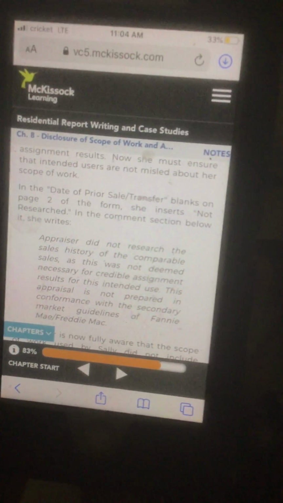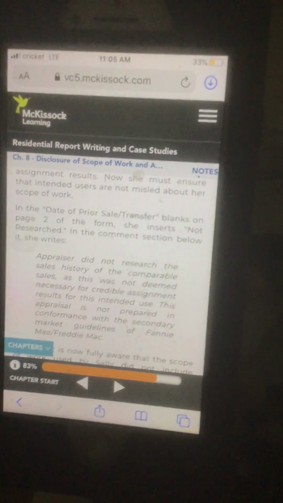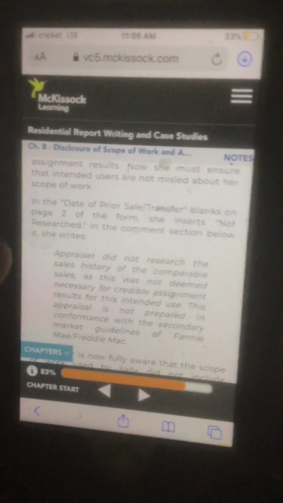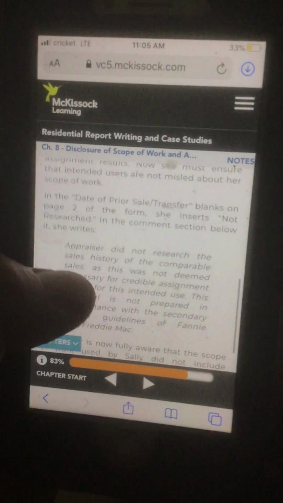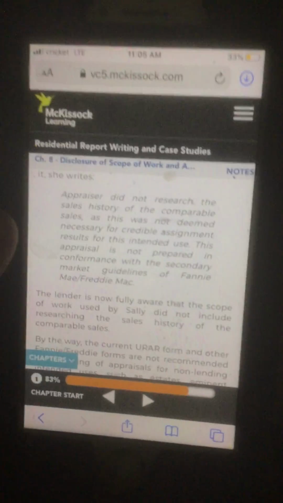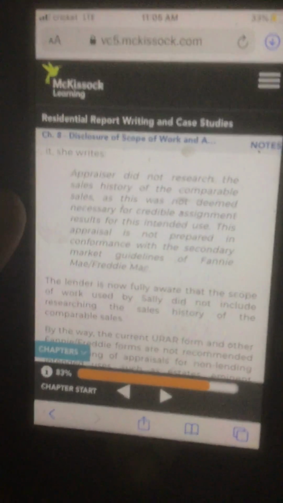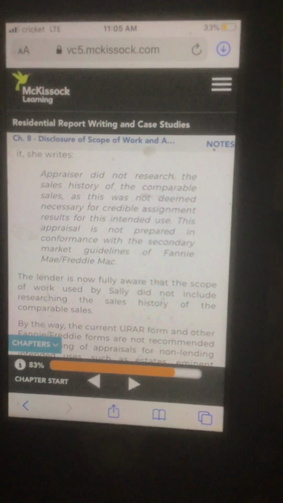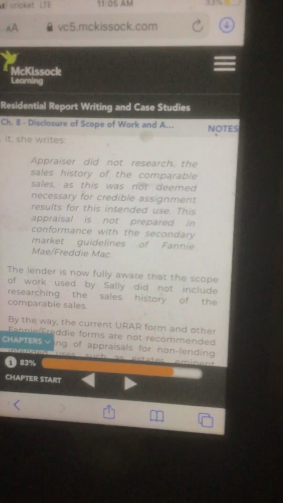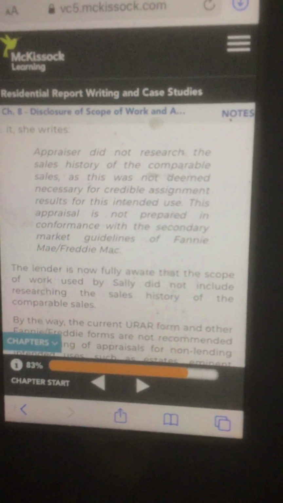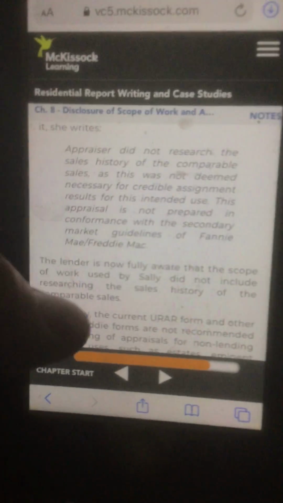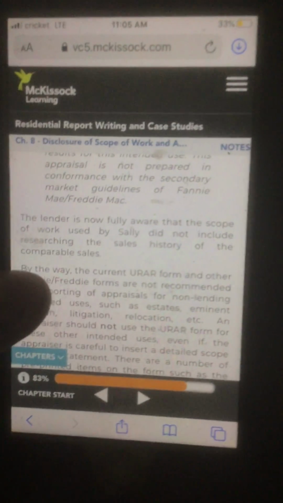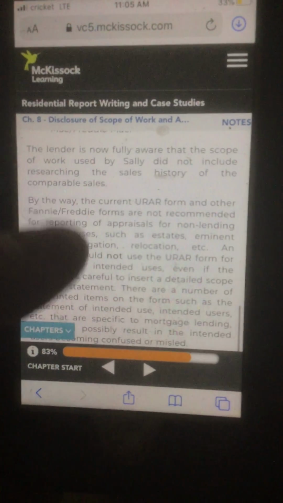In the date of prior sale/transfer blanks on page 2 of the form, she inserts "not researched." In the comment section below it, she writes, "Appraiser did not research the sales history of the comparable sales, as this was not deemed necessary for credible assignment results for this intended use. This appraisal is not prepared in conformance with the secondary market guidelines of Fannie Mae/Freddie Mac." The lender is now fully aware that the scope of work used by Sally does not include researching the sales history of the comparable sales.